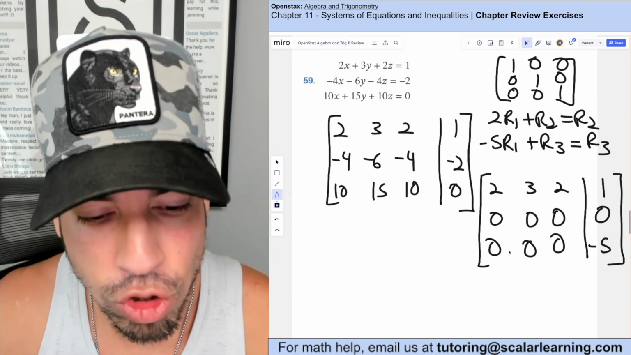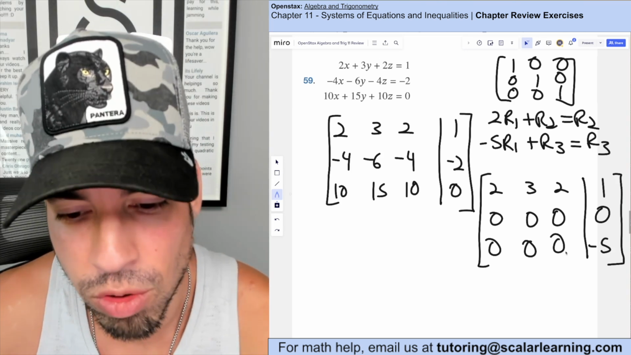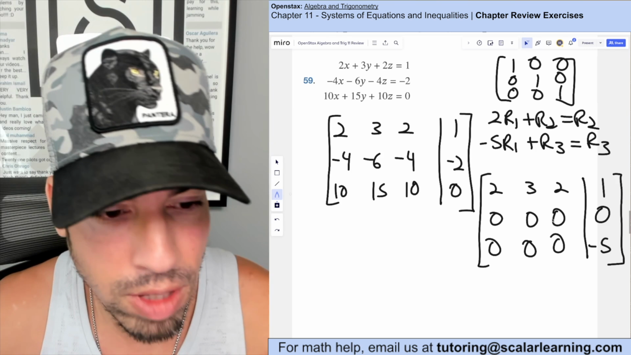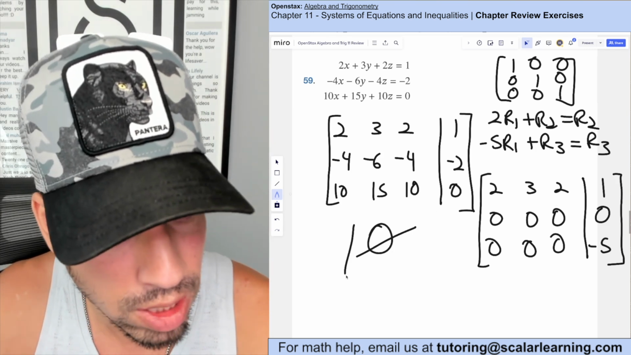So because of this triple zeros and then a constant, that doesn't make any sense, right? 0x plus 0y plus 0z, how can that equal -5? So that's your indication that this is a no solution situation. So no solution is the answer.